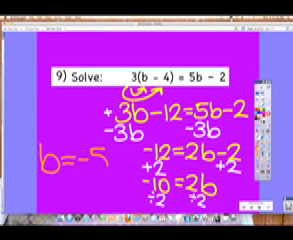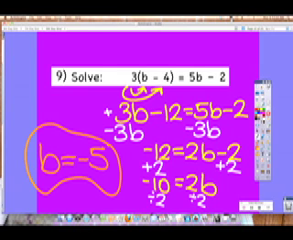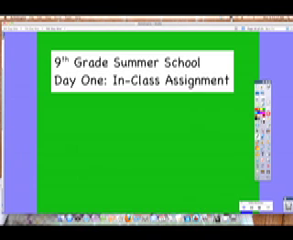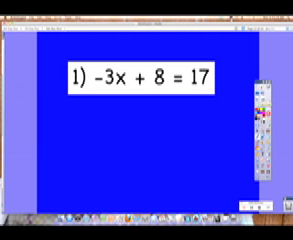Okay, let me walk you through what I'm expecting. So first person, all you have to do is write down the problem on your board. So first person, take your marker, write down number 1. Negative 3x plus 8 equals 17. Okay, pass your board, because I want the next part to be in a different color. Once you've written down the problem, pass your board to your neighbor. And you're just going to do one step in a different color.